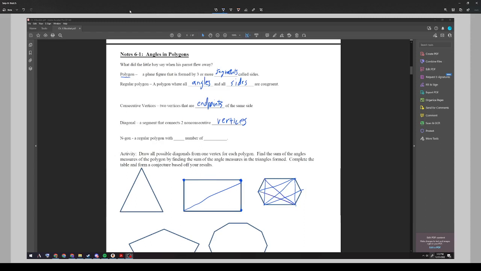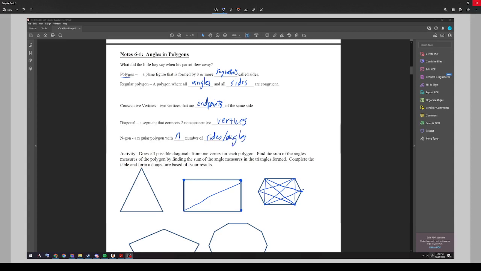So there's one here, and there's one here. Right, so there's lots of these things. Still, I'm not sure that's all of them, but close enough. So lots of ways to draw diagonals. And then the last thing, which we talked about on the last page, an n-gon, is a regular polygon with n sides or angles. It has n of both sides or angles.